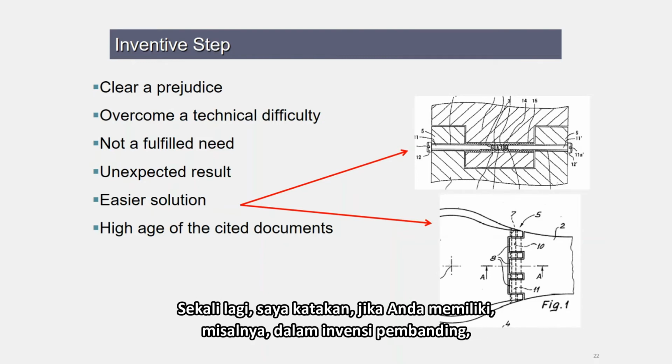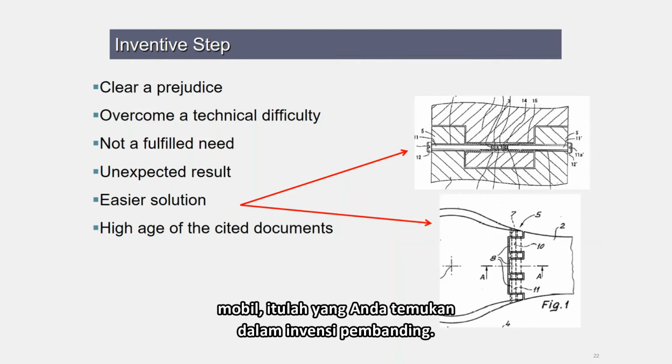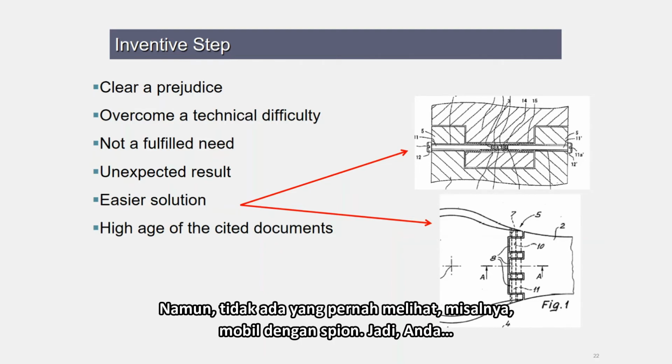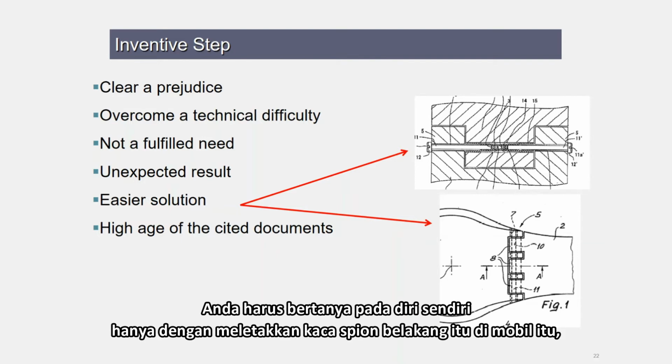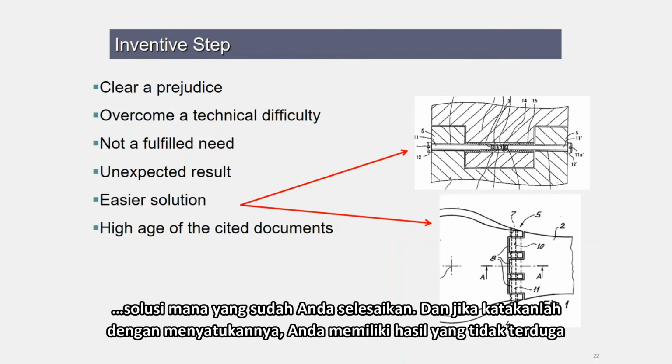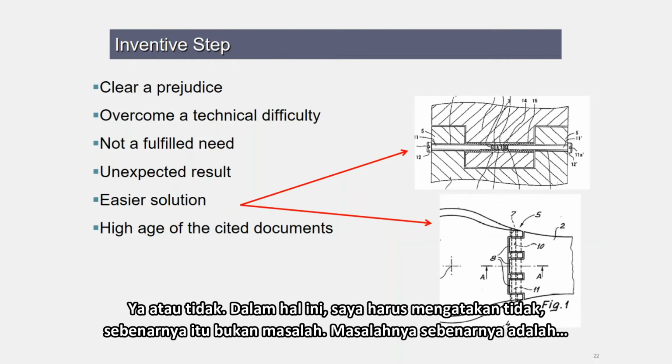Again, I told you, if you have, for example, in the state of the art, a car, that is what you find in the state of the art. But nobody has seen a car with a mirror. So you have to see, okay, a car with a back mirror is actually new. Now, is it inventive? You have to ask yourself, just by putting that back mirror on that car, which problem you solved, and if, by putting them together, you have an unexpected result, yes or no. In that case, I have to say no, that is not.